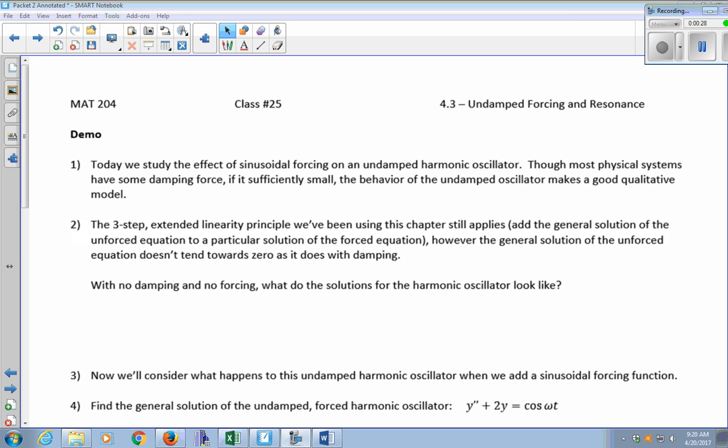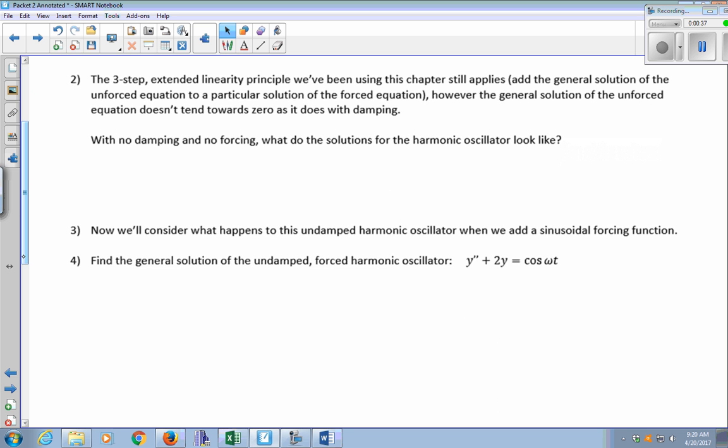Though most physical systems have some damping, if it's sufficiently small, the behavior of the undamped harmonic oscillator is still a good model. So the three-step linearity principle that we've been using, solve Y homogeneous, find a Y particular, add them together, still works here. However, the general solution of the unforced equation doesn't tend towards zero. You're not going to have an e to the negative t on each of your two terms for the homogeneous solution.